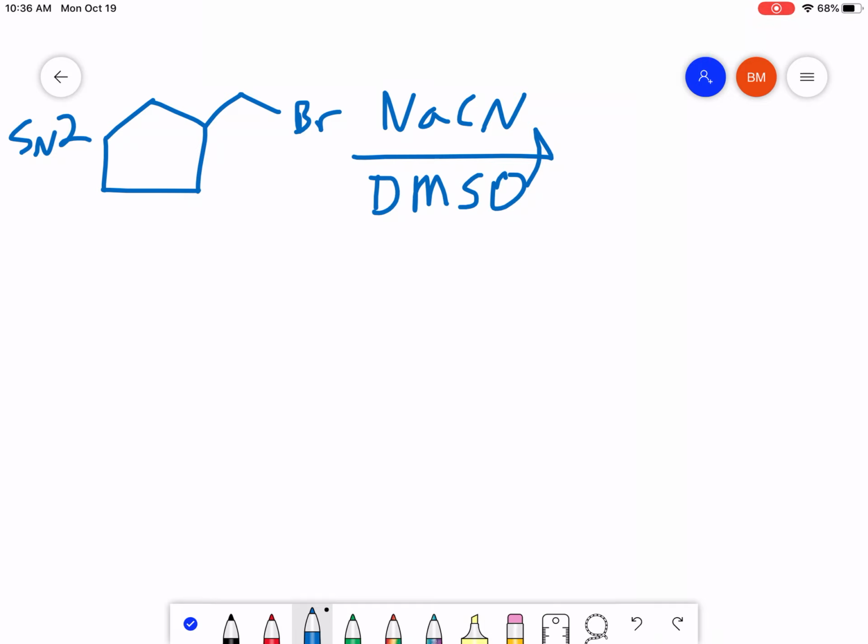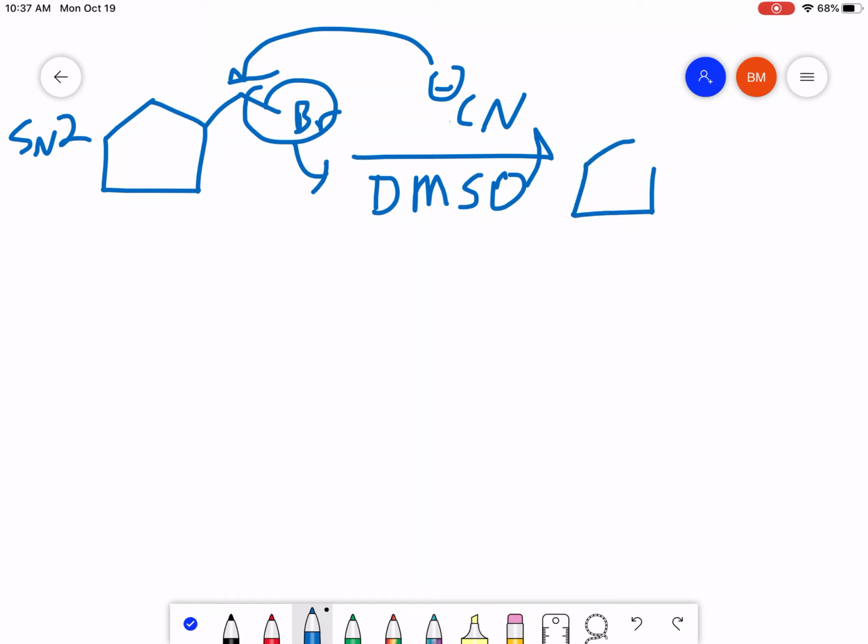Your nucleophile, if it's NaCN, remember you get dissociation. Our nucleophile is going to be CN minus. Since it's SN2, everything is concerted. No stereochemistry to deal with here, so we don't have to worry about it. And voila, you have your organic product. Looks like that. Then, of course, Br minus as a byproduct. Okay?